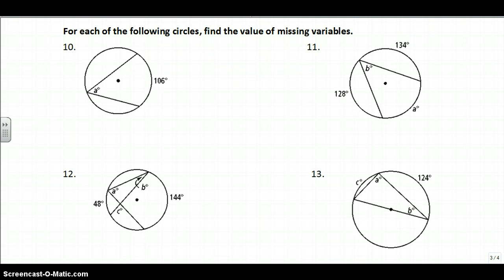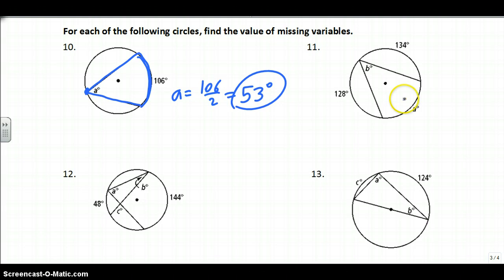We're going to find the value of missing variables for a bunch of problems here, basically an entire page. We remember what we did in class: if we have an inscribed angle, an angle whose vertex is on the circle, its measure is half the arc that it makes. This is very similar to central angles, which were exactly the same measure as their arcs. Central angles were exactly the same, but inscribed angles are half, which means A is 106 divided by 2, which is 53 degrees.